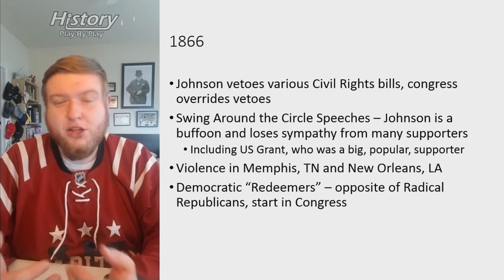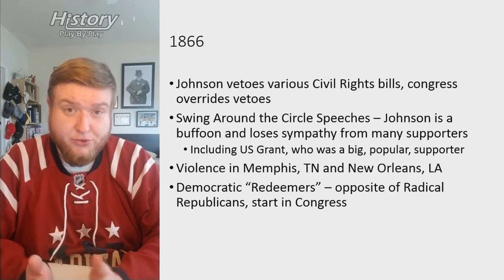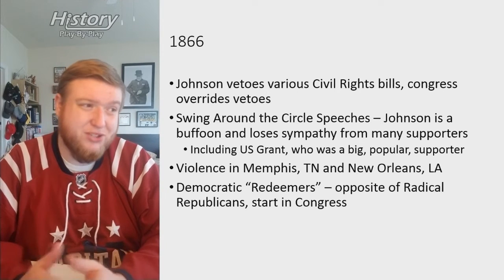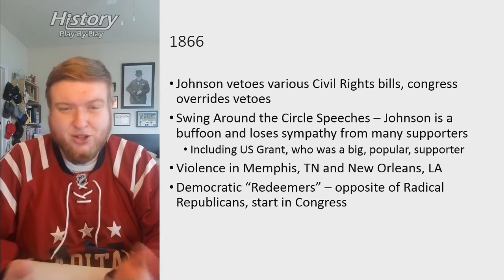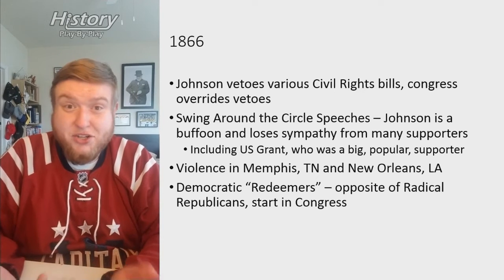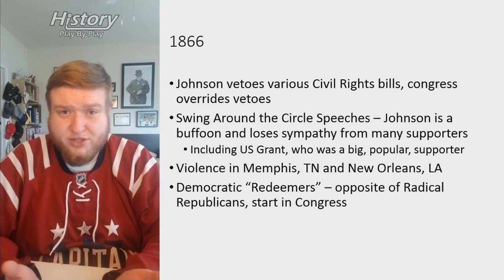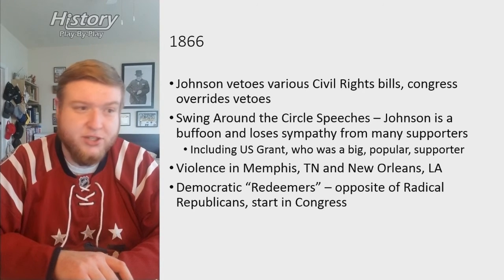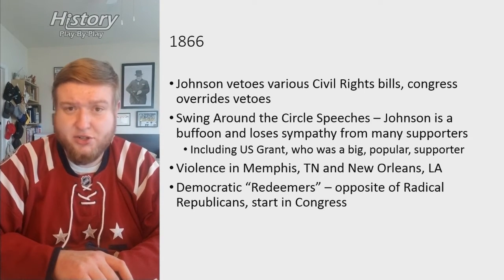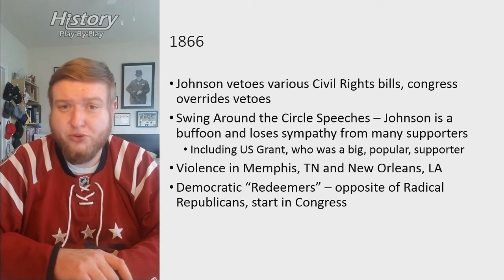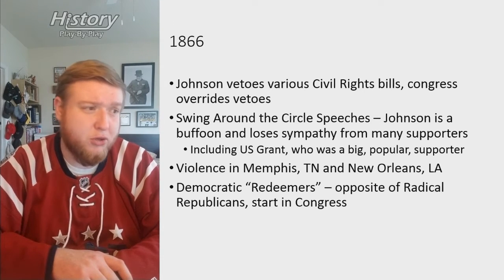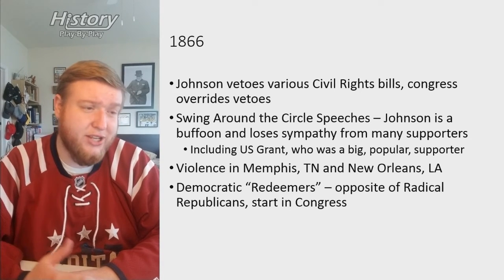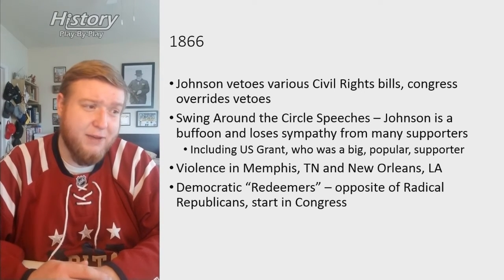In 1866, Congress is getting very tired of Andrew Johnson. There are multiple opportunities trying to put through civil rights bills of sorts. There's a lot of things that Johnson vetoes, and the Congress actually gets together to override the vetoes, which is very difficult to do. He gives what's called the swing around the circle speeches. Johnson is just considered an utter buffoon throughout and loses just about everyone who had supported him up to this point. There's violence with riots and massacres in Memphis and New Orleans.